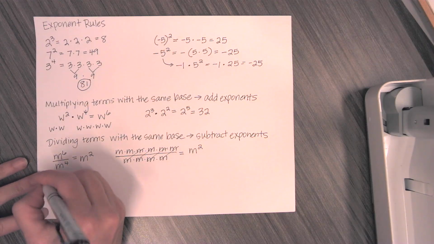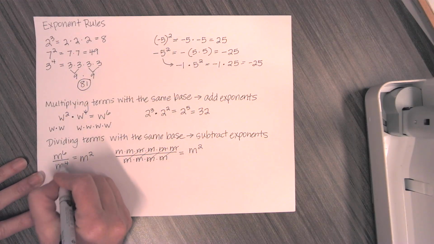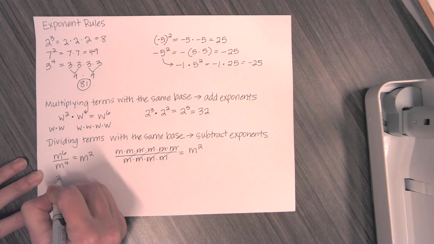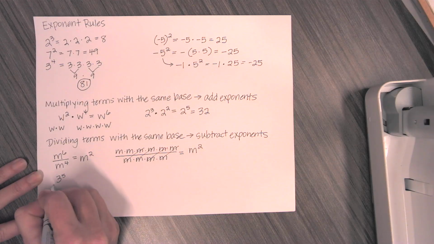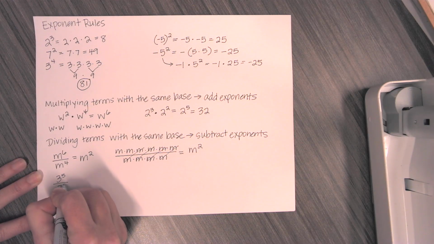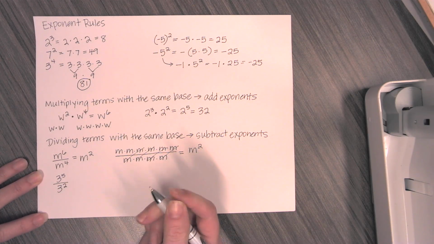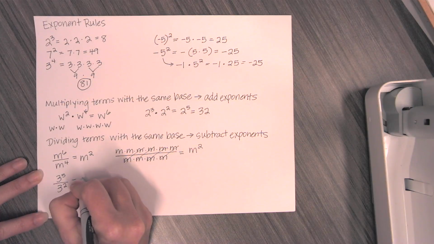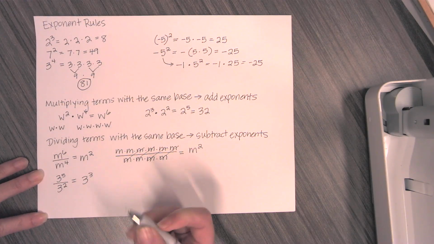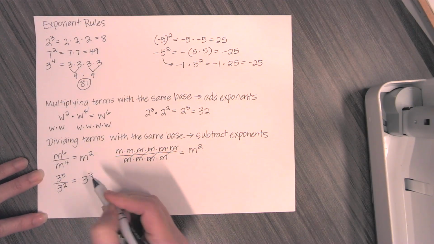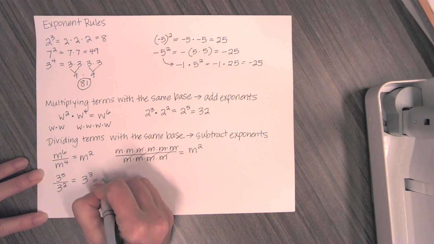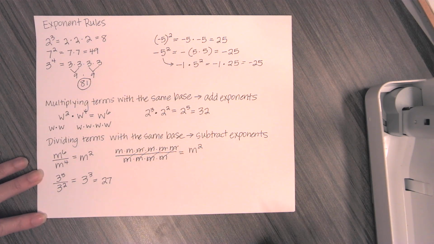All right, same up here. You can do it with a variable. You can do the same rule if you have a number base. 3 to the 5th power divided by 3 squared would be 3 to the 3rd power. 5 minus 2 is 3. All right, and 3 to the 3rd power is 27.